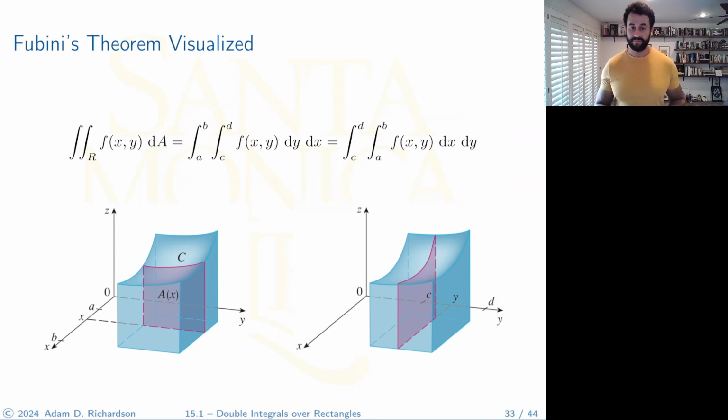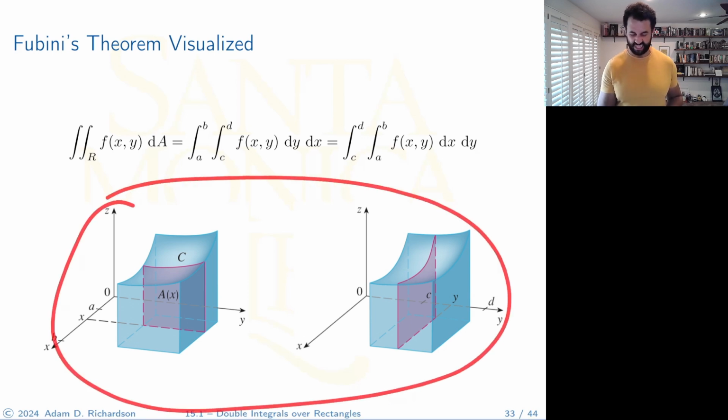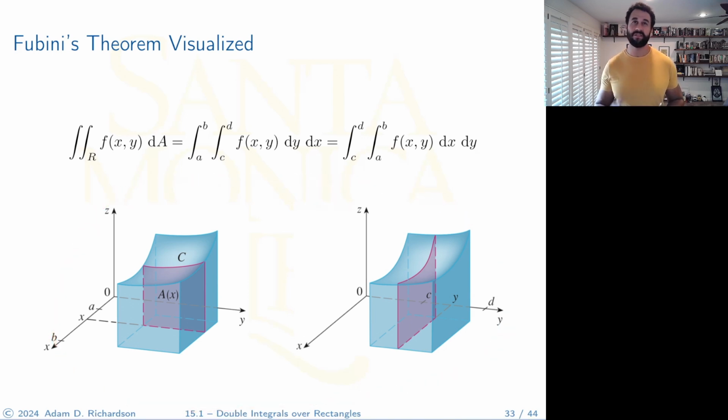Pretty cool, huh? And I think this makes sense, right? It's nice and intuitive there. It doesn't really matter if I slice it this way and then add up, or slice it this way and add up, I get the same. As long as it's a rectangle, and as long as my function isn't behaving weirdly, then everything's good.